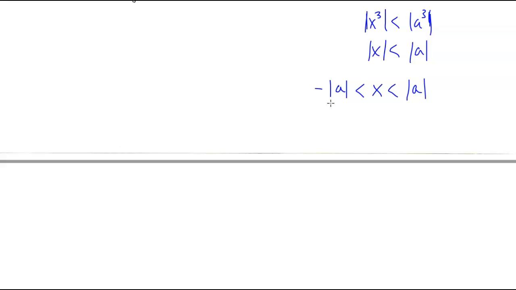So our IOC is just going to be the x values from negative absolute value of a. Make sure I do the absolute value signs here. So negative absolute value of a to positive absolute value of a. And that is what our interval of convergence would be there. All right, so let's move on.